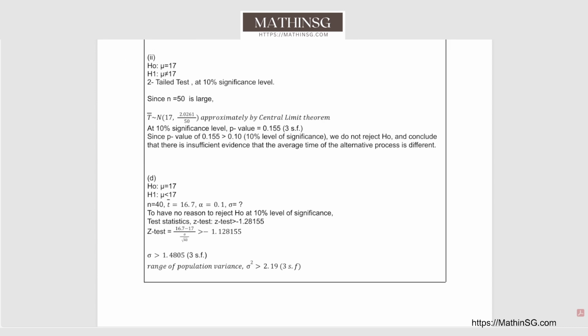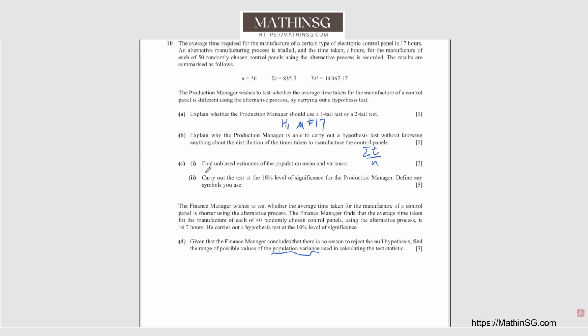Next, let's move on to the next part. Okay, so we are asked to carry out the test at the 10% significance level for the production manager. Define any terms you use. So basically, your normal hypothesis testing, because everything is known, there's no unknown, so just use your p value for the hypothesis testing. So this is what you do. Remember to memorize the steps for hypothesis testing. It's very easy to score.